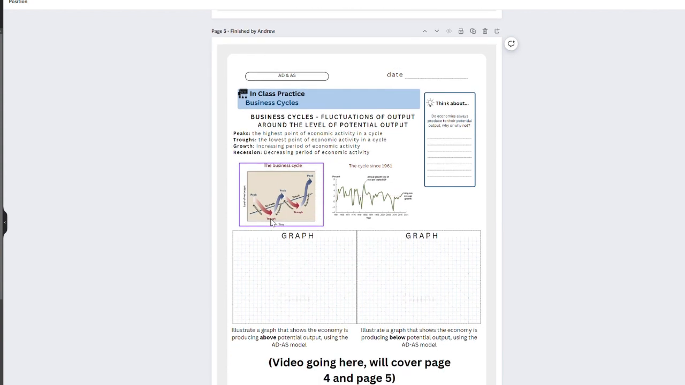As we can see on this graph here, a peak is the highest point of activity in the business cycle. The trough is the lowest, and in between you have recession when economic activity is decreasing, and growth when economic activity is increasing. These can also be known as expansion.